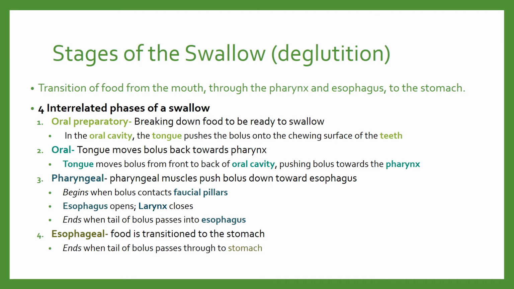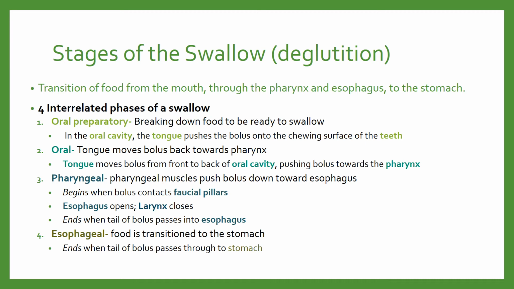So once we get that food broken down and ready to swallow, we're going to move the food to the back of the mouth. This is the oral phase. So the tongue is going to push up against the roof of the mouth and push that food to the back. Once it gets to the back and contacts the faucial pillars, that begins the pharyngeal phase. So during the pharyngeal phase, your pharynx is contracting and pushing that piece of steak that's been chewed up down towards the esophagus. At the same time, the larynx is lifting and closing.